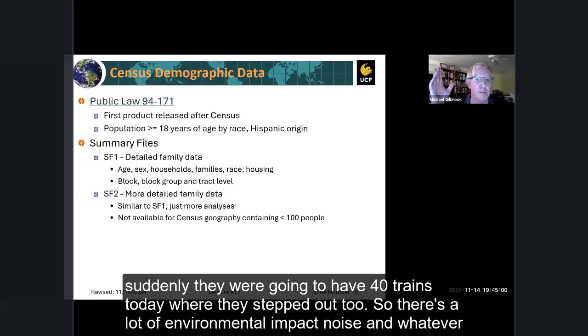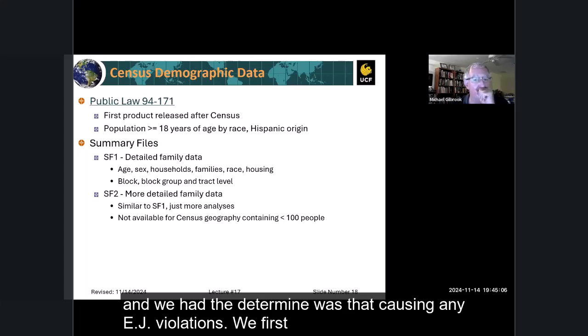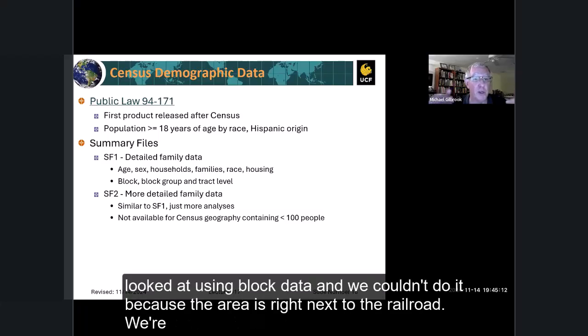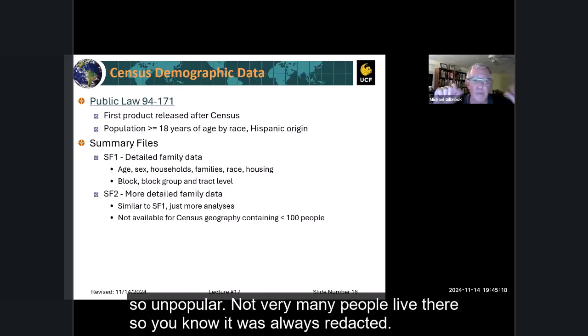Suddenly they were going to have 40 trains a day where they used to have 2. So there's a lot of environmental impact, noise and whatever. And we had to determine, was that causing any EJ violations? We first looked at using block data and we couldn't do it because the areas right next to the railroad were so unpopular. Not very many people lived there.